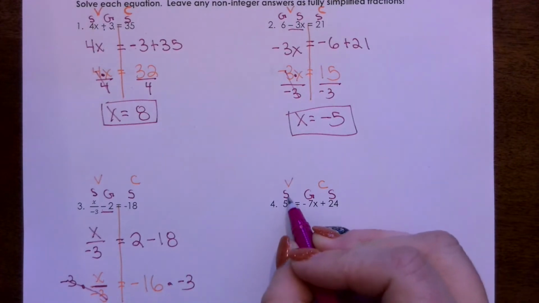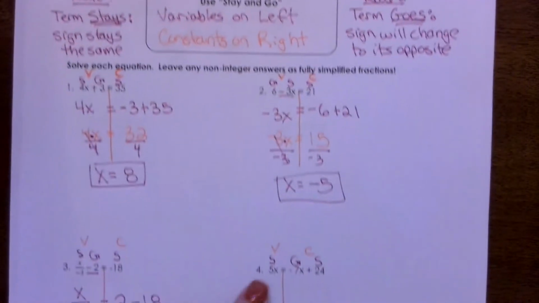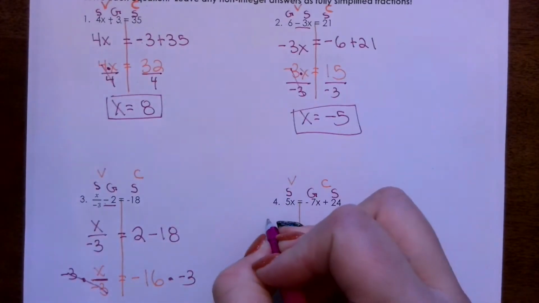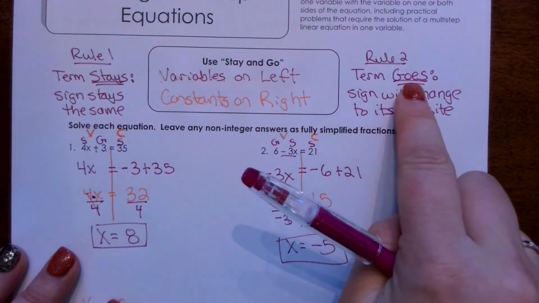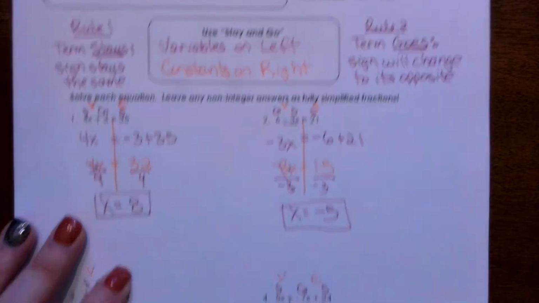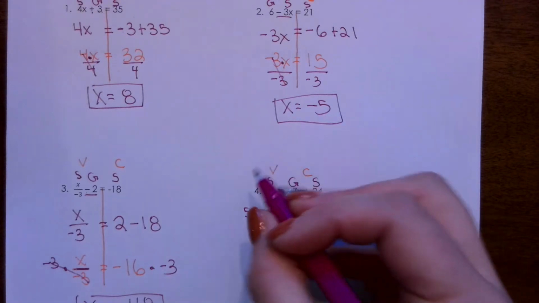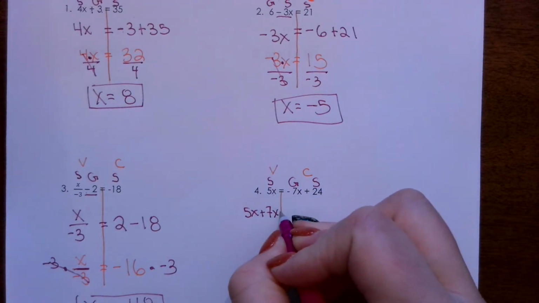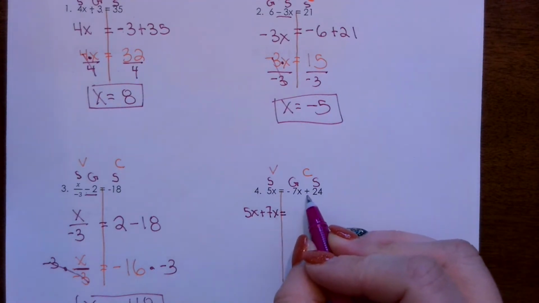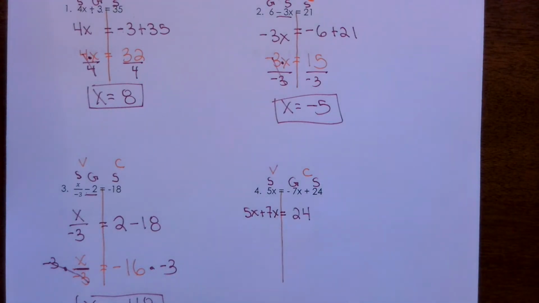When I write this now, term by term, this stays. Remember the first rule, if a term stays, the sign stays the same. This is a plus 5x, so it will stay 5x. Rule 2, if the term goes, the sign will change to its opposite. This negative 7x is going. It's a negative 7x. The opposite is plus 7x. So when I move it over, it becomes a plus. That equals a plus 24. It's staying, so it's going to stay plus 24.